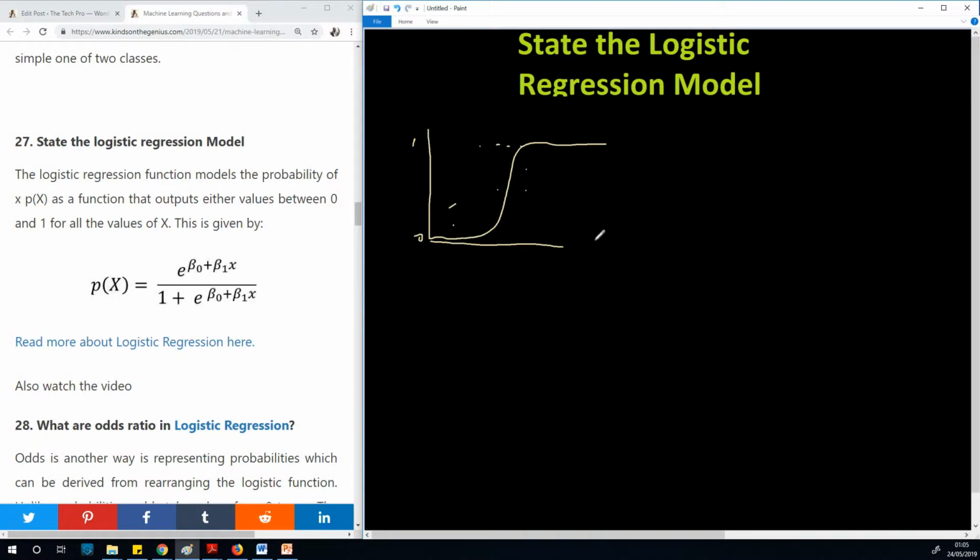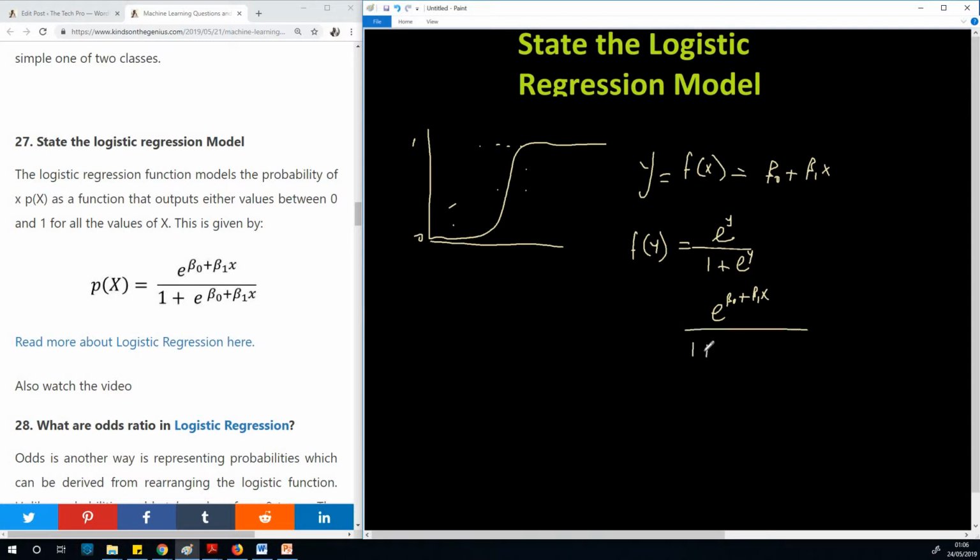Now, for logistic regression, you can state the model by following the linear regression model. If you have a linear regression model, y is equal to f of x, which is equal to beta 0 plus beta 1 x. The logistic regression model states that you now have f of y equals e to the power of y over 1 plus e to the power of y. If we now replace y, we have e to the power of beta 0 plus beta 1 x, all over 1 plus e to the power of beta 0 plus beta 1 x.